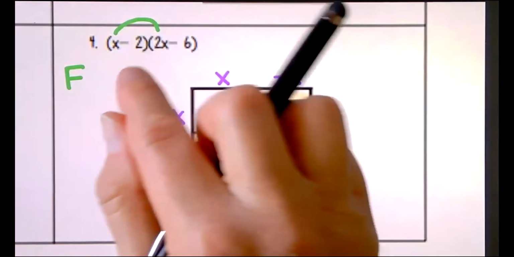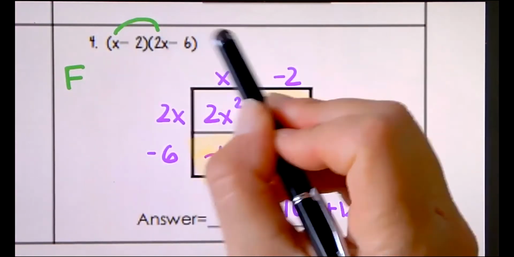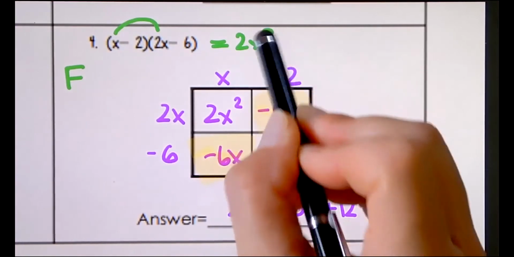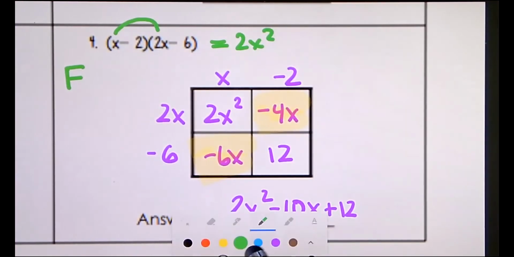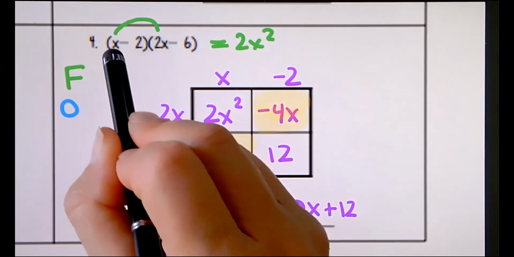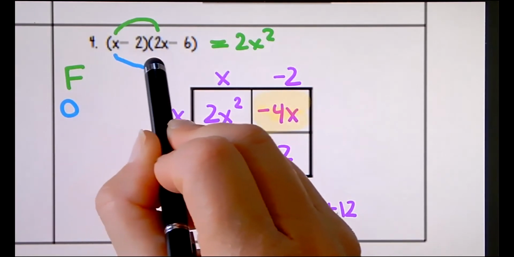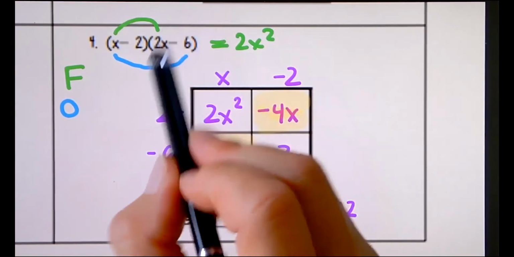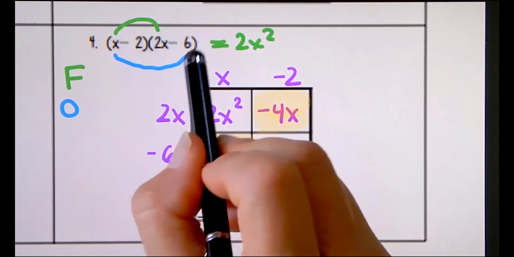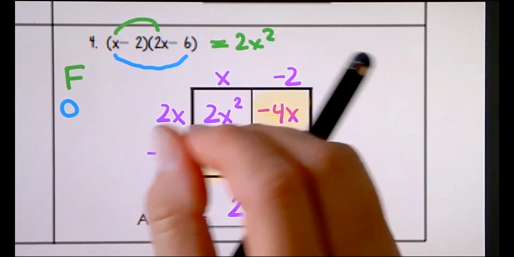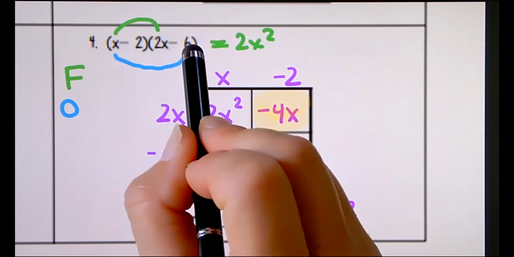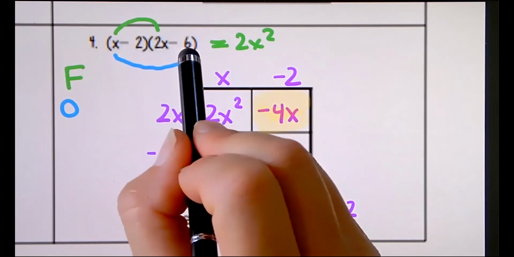First, I'd be multiplying this times this, which gives me 2x squared. Then I would be multiplying my outer, my outer x times negative 6. What you'll notice is that the x is multiplying with both things. We kind of think of this as a double distribution. So the x is distributing to both of these, and then eventually the negative 2 is going to distribute.